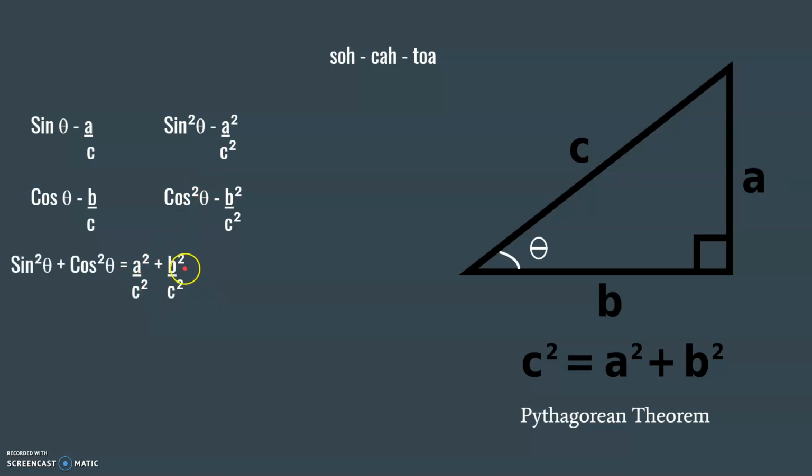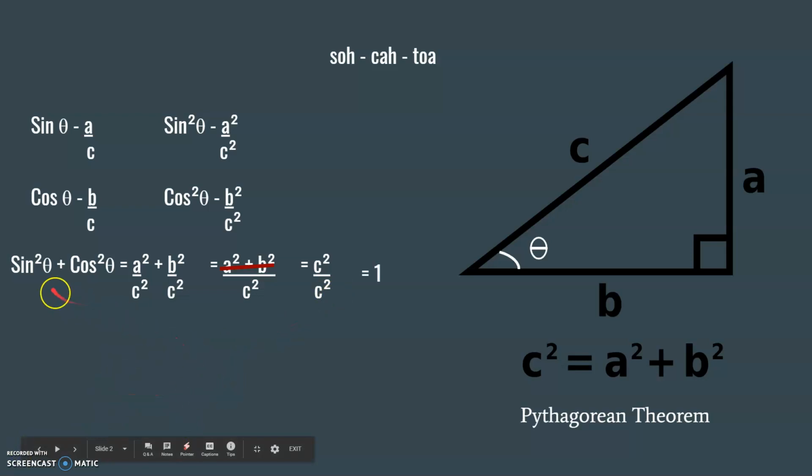So a squared plus b squared is essentially equal to c squared from the Pythagorean theorem. Look at the triangle: a squared plus b squared equals c squared. So we simplify this, and it would be c squared over c squared, and that would equal 1. So essentially, sine squared theta plus cosine squared theta is equal to 1.